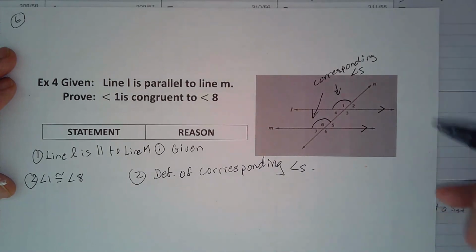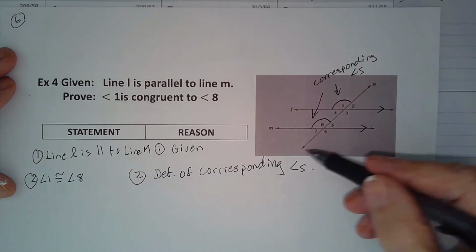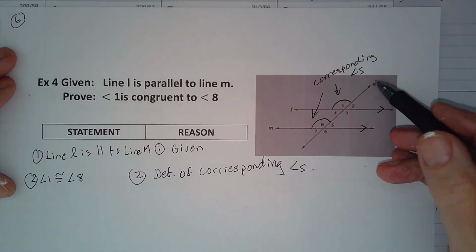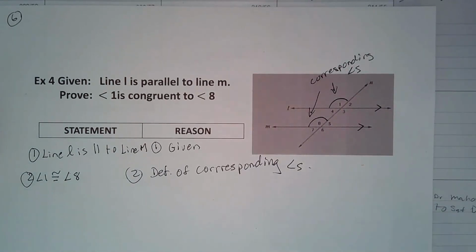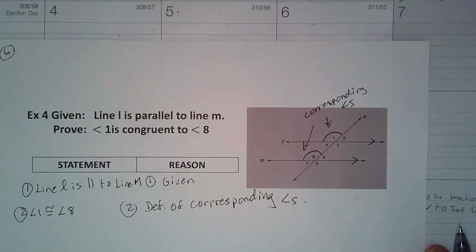Now, corresponding angles are found when you have two parallel lines and have a transversal running through it. Then you would see the corresponding angles. Okay. All right. So that's basically it.